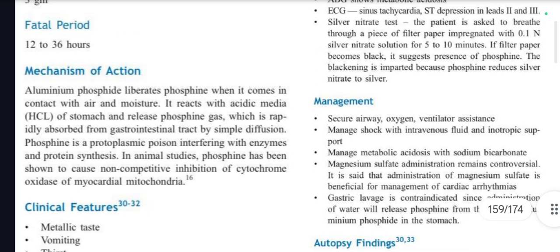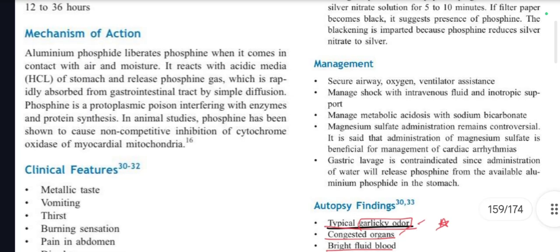Then silver nitrate test, very important MCQ. The patient is asked to breathe through a piece of filter paper impregnated with 0.1 N silver nitrate solution for 5 to 10 minutes. So the patient is asked to exhale. If the filter paper becomes black, it suggests the presence of phosphine. The blackening is produced because phosphine reduces the silver nitrate to silver. That is the principle of the silver nitrate test. Remember, this test is done in aluminium phosphide poisoning.